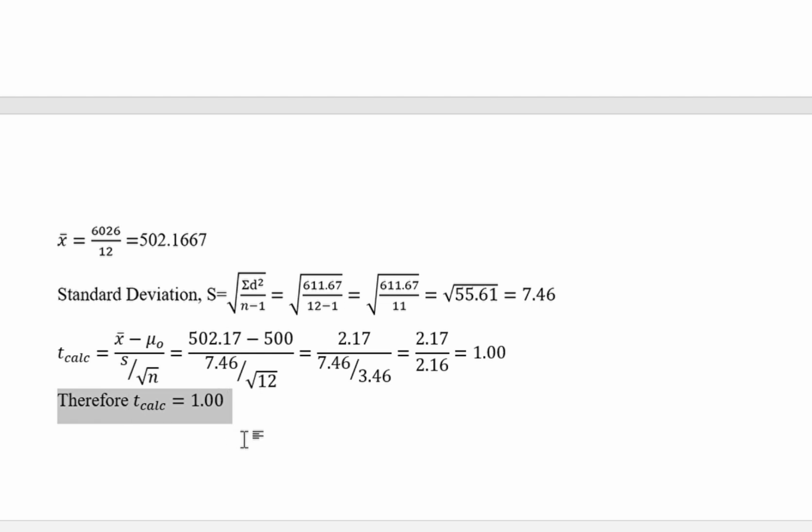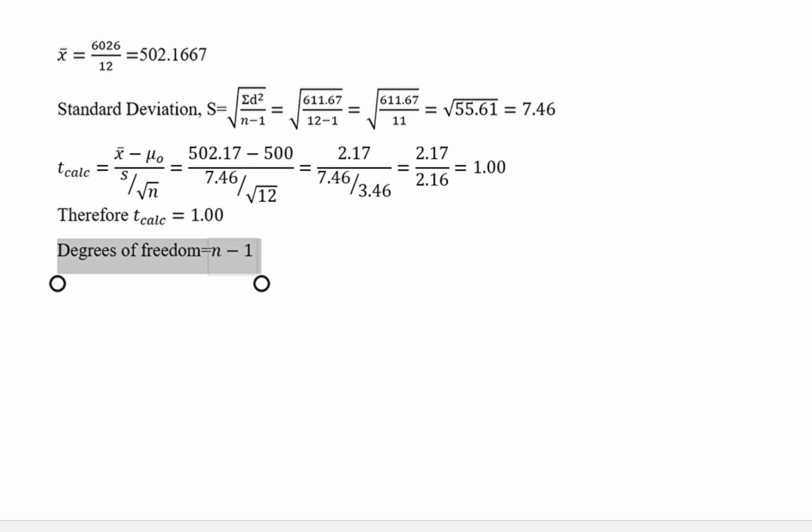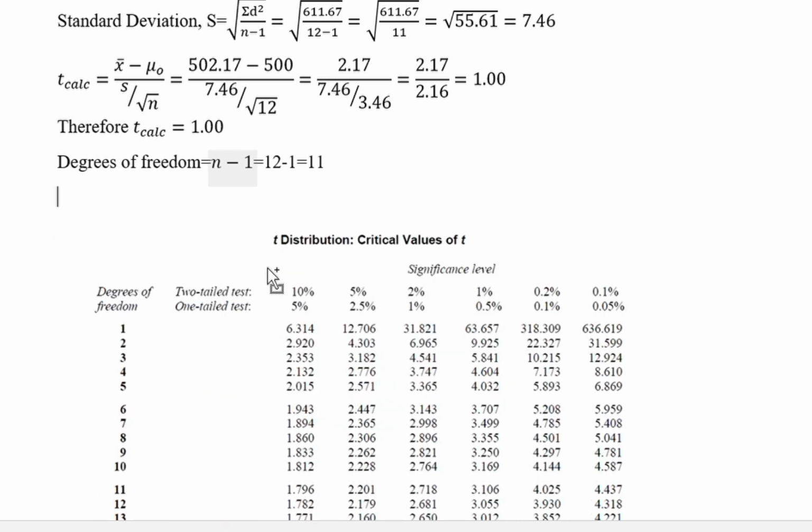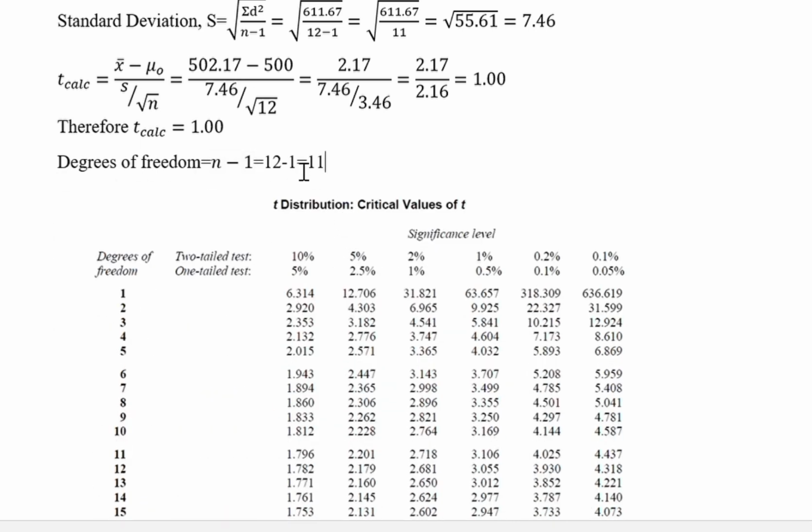The next thing is to get the t value from the table, what we call the critical value. So we need degrees of freedom to achieve that. The degrees of freedom are given by sample size less 1. Our sample size is 12, so 12 minus 1 gives us 11. And that is the value we shall use in getting the t critical. Then we have our table here. We have our degrees of freedom, they are 11, so we shall look for 11 here.